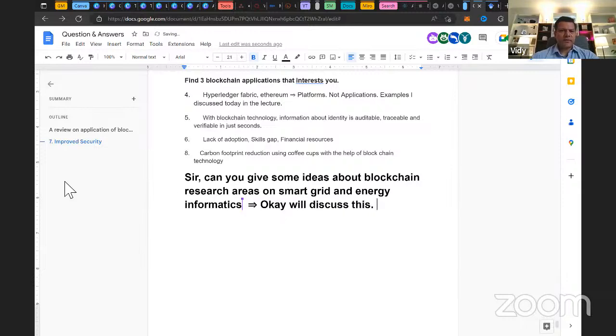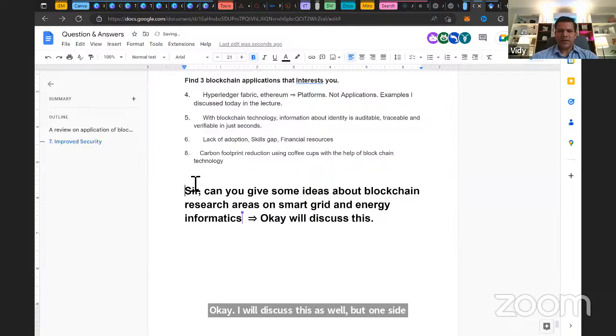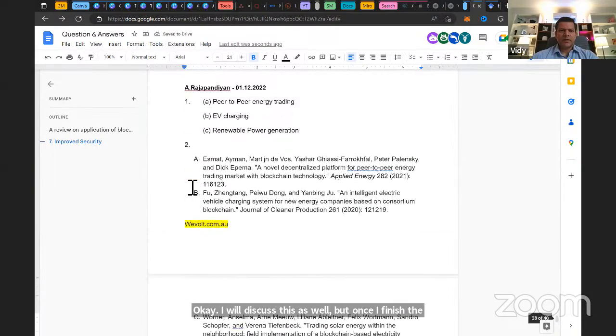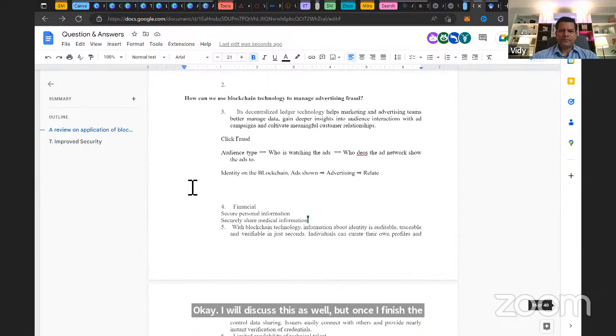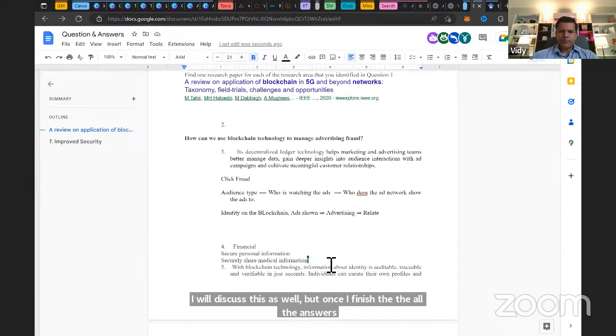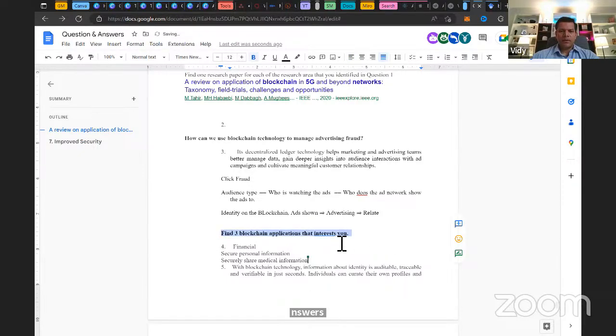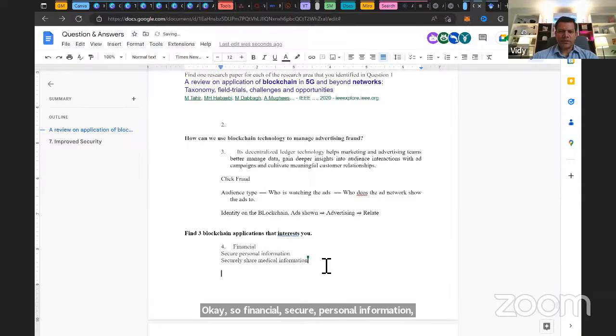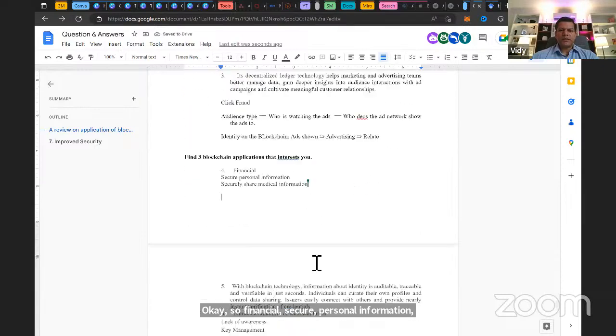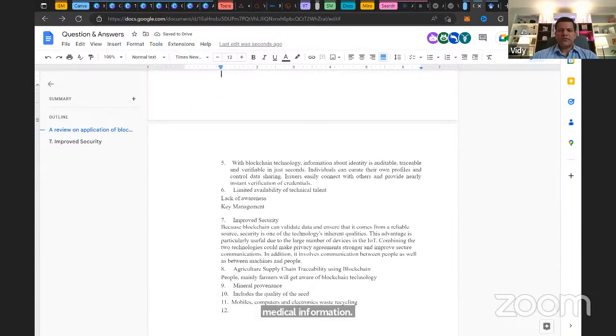Okay, I will discuss this as well, but once I finish all the answers. Find 3 blockchain platforms. Okay, so financial, secure personal information, secure medical information. Okay. Yeah, this is good. What is question 5? How can blockchain help online identity management?